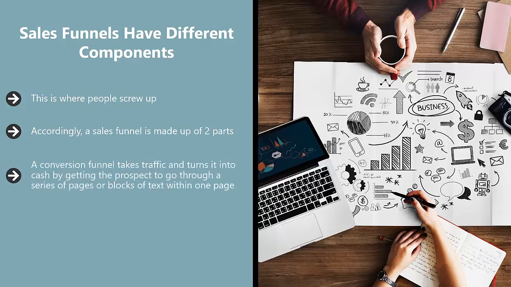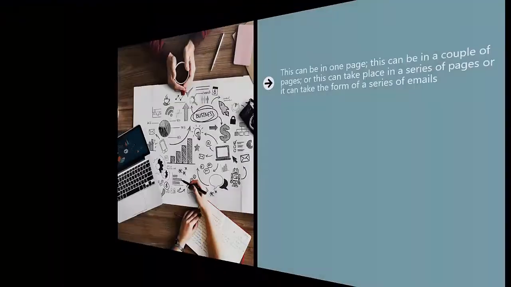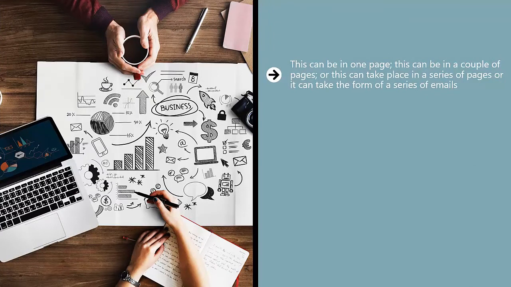A conversion funnel takes traffic and turns it into cash by getting the prospect to go through a series of pages or blocks of text within one page. As the person progresses through each section, that person develops the following. First, they get the impression that you know what you're talking about. They start to believe that you are knowledgeable enough about whatever it is you're talking about for them to continue to read your stuff. This can be in one page, in a series of pages, or in the form of a series of emails. Regardless, it's all about building credibility.